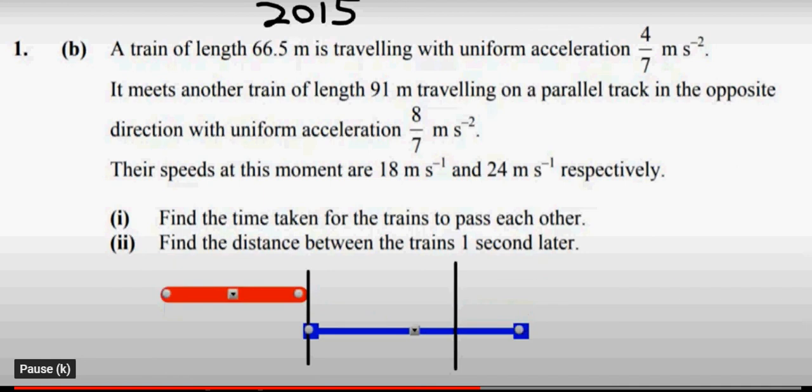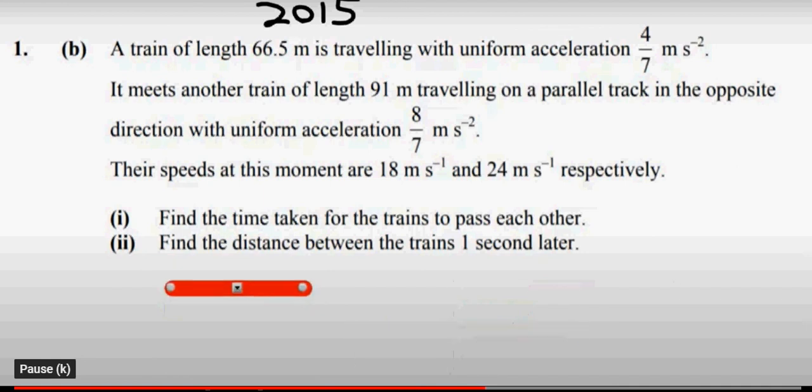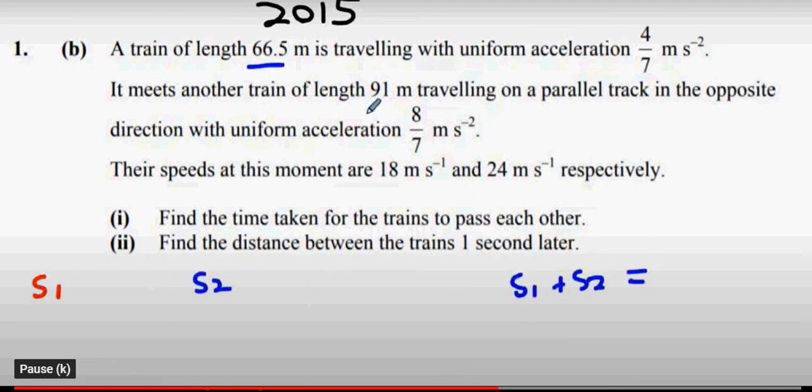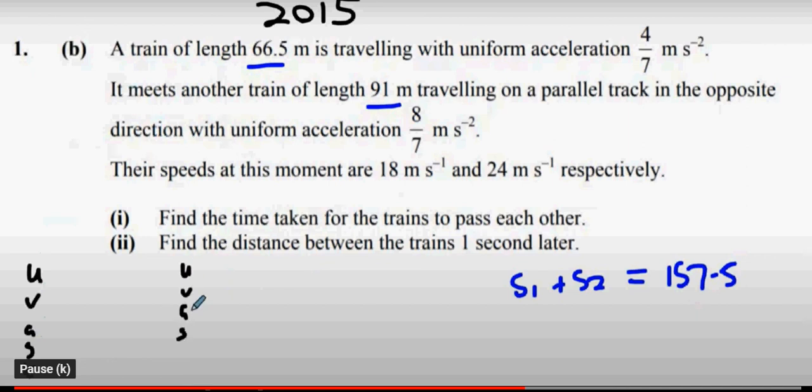The distance both trains have to travel is equal to both their lengths. So S1 and S2 combined will equal the lengths of both trains combined, which is 157.5 meters. You're going to do two separate UVAS systems using the criteria applied. You don't have to worry about the fact that they're going in opposite directions. All you need to know is that their total distance is 157.5.